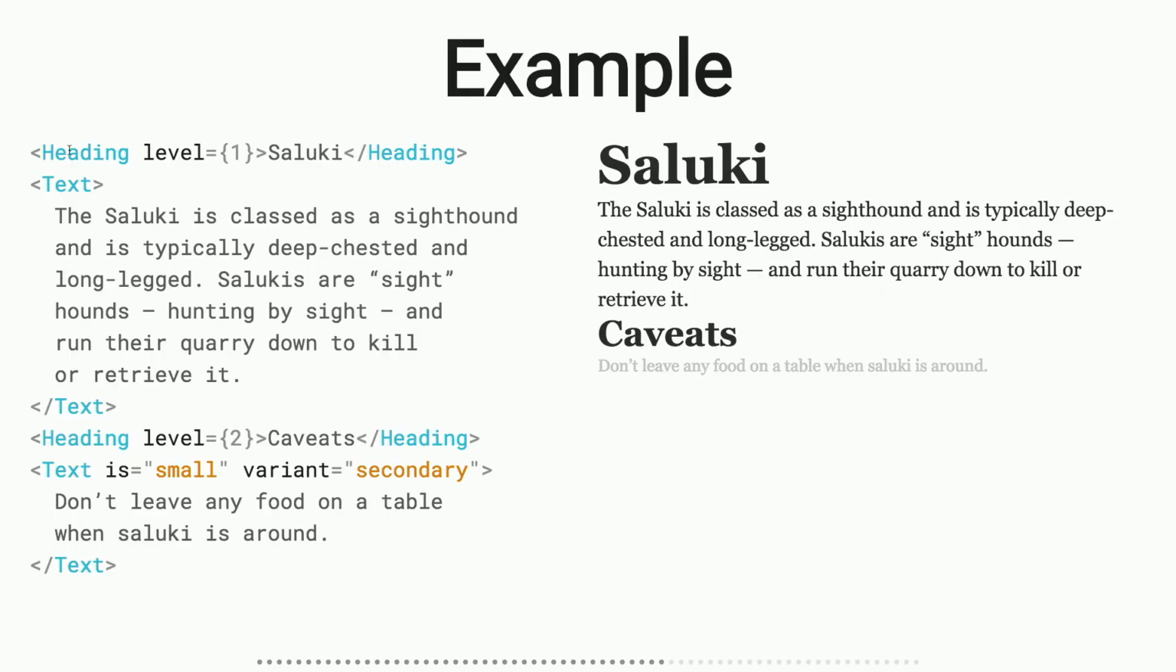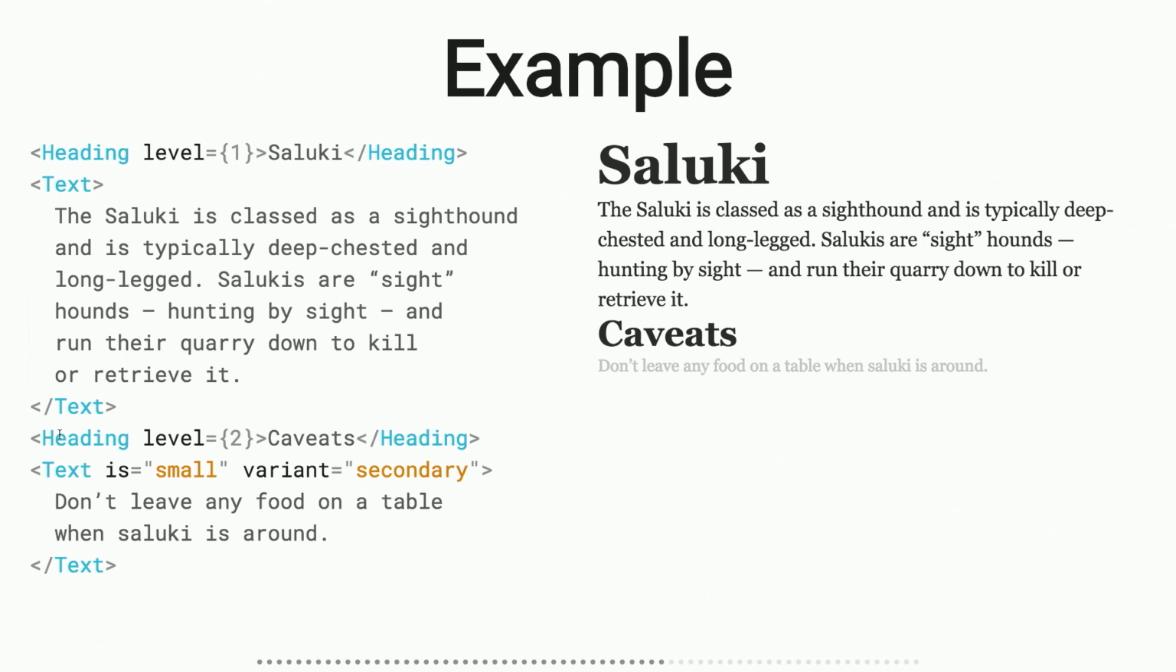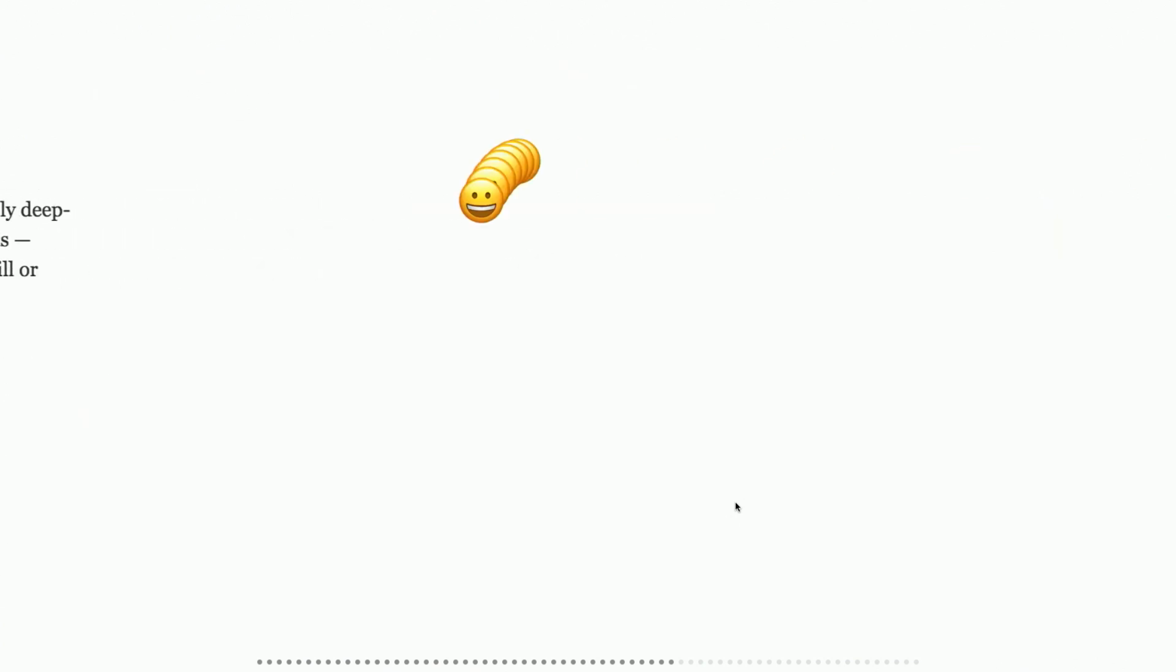And this is how it looks. We have a heading of the first level, then we have our paragraph of text, and then we have a second level heading, and then we have some secondary text. Much better than just writing styles manually.